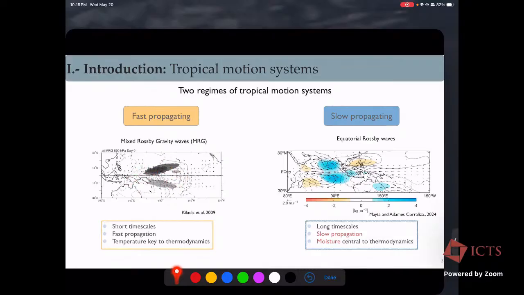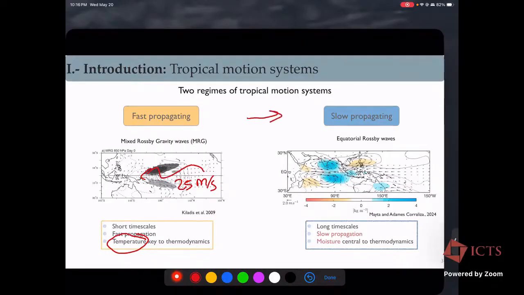convection over this region. So what characterizes these fast propagating disturbances? First of all, a short time scale, which is an important characteristic of these disturbances. Fast propagation, in this case, for instance, this wave propagates at about 25 meters per second over this domain. Another one is that temperature plays an important role in the thermodynamics of these disturbances.